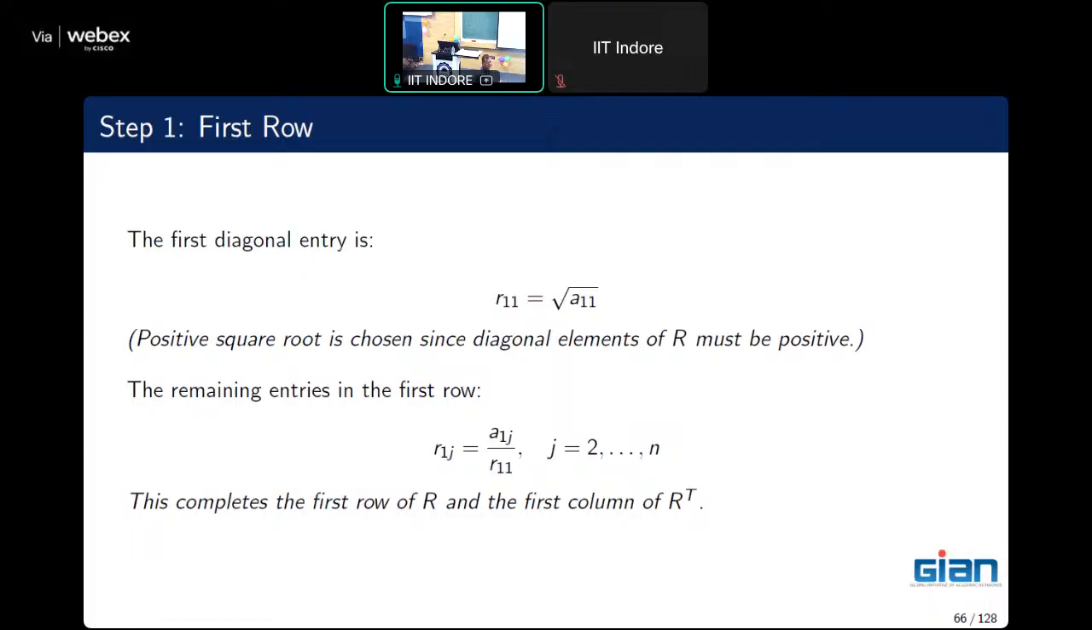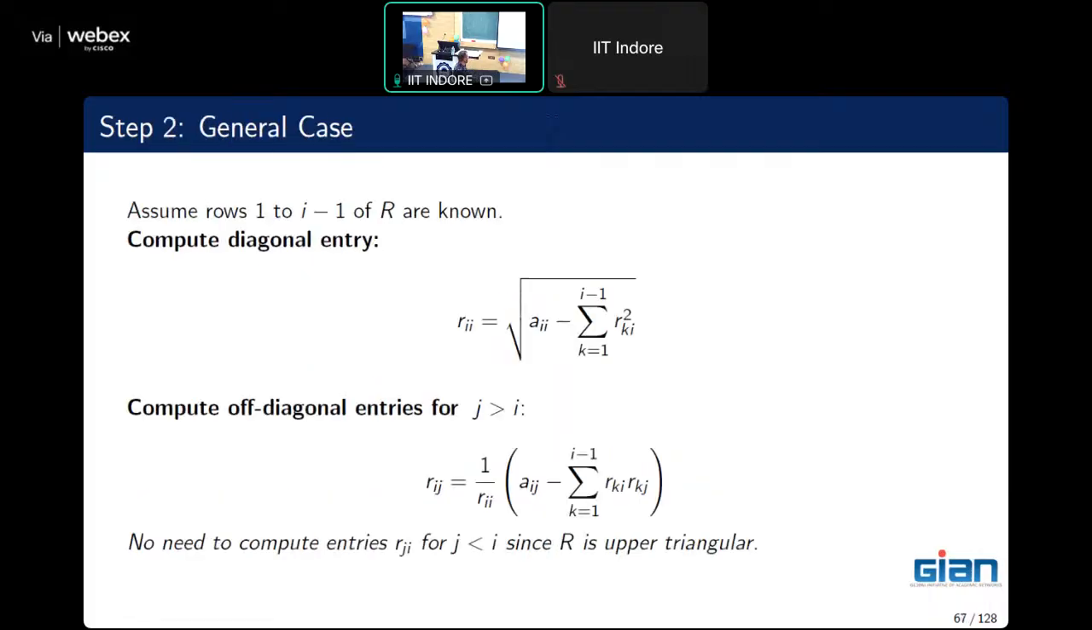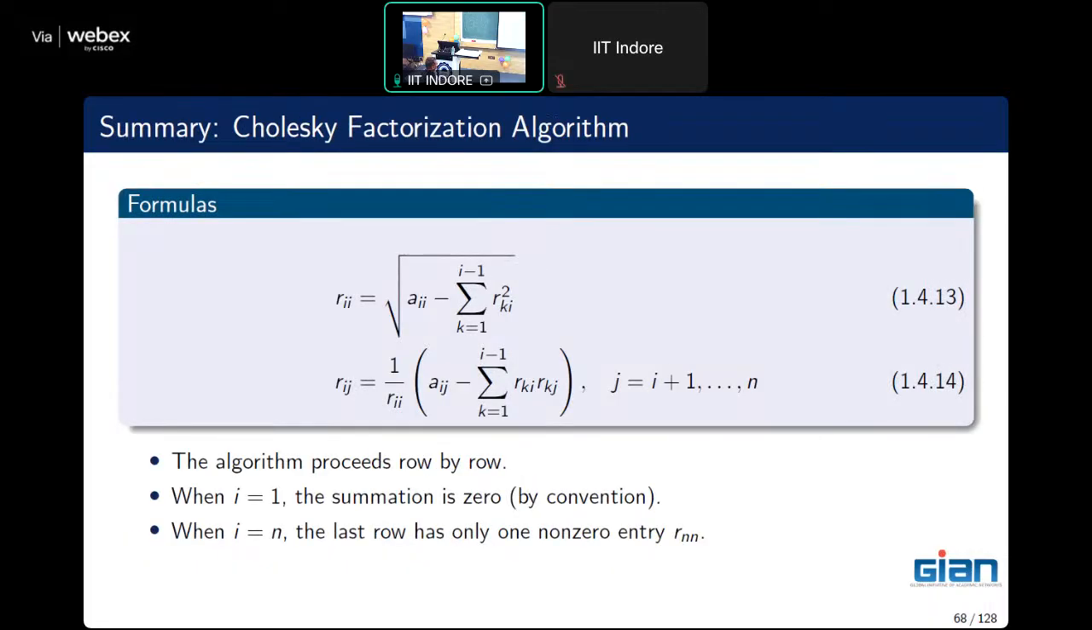Likewise, you will get the entire first column, dividing A1j by R11 to provide R1j, and that completes the first row of R. Similarly, you can calculate Rii, the diagonal elements, and the others for j greater than i. Finally, these are the loops: k varies from 1 to i minus 1, and j varies from i plus 1 to n.